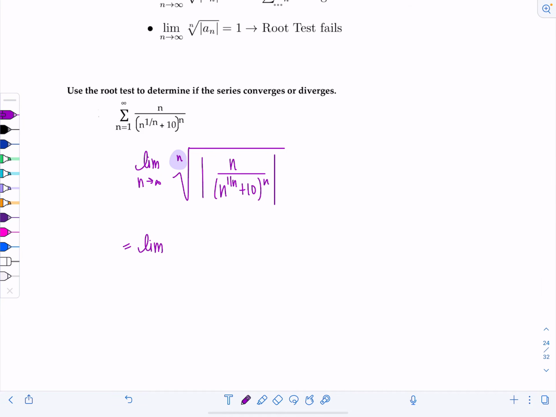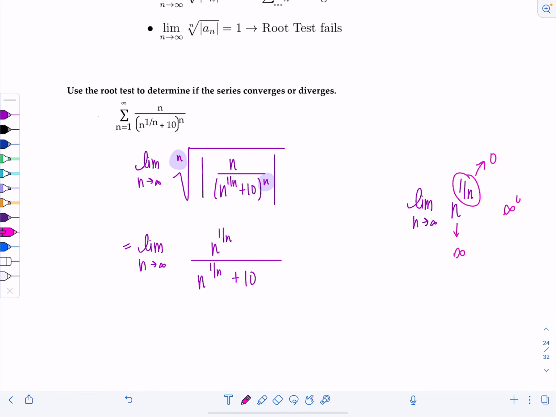So this is the same as the limit as n goes to infinity of n to the 1 over n over, and then since this is already being raised to the n, it cancels out. So you have n to the 1 over n, that looks ugly, plus 10. Okay, how to take this limit? Because look, what's going on with n to the 1 over n? As n goes to infinity, this base is going to infinity, and the exponent is going to 0. And infinity to the 0 is an indeterminate form.